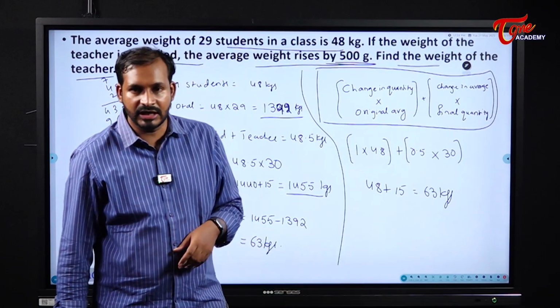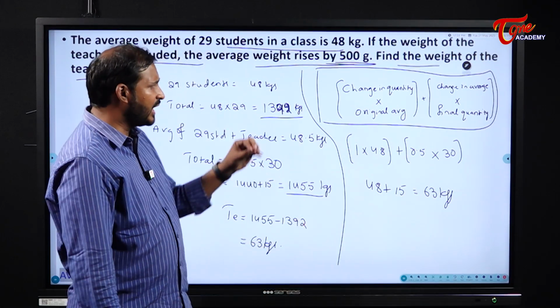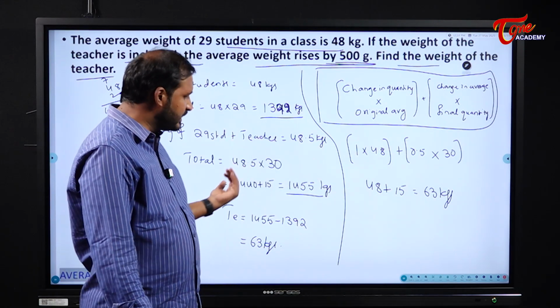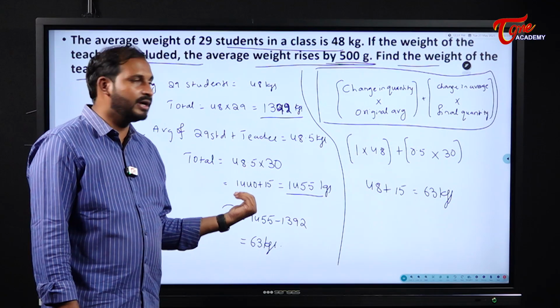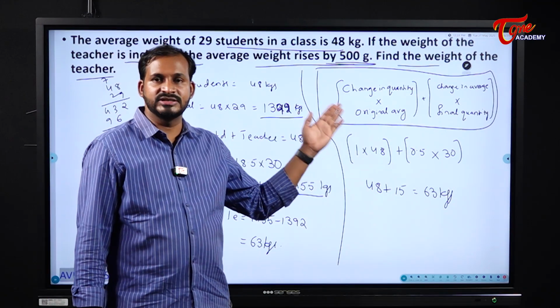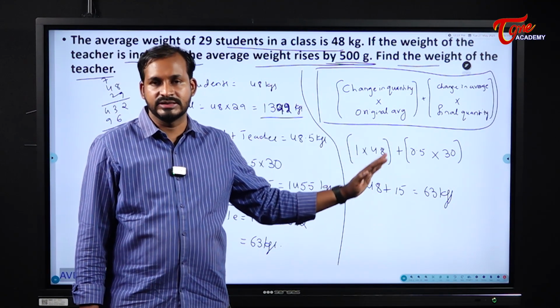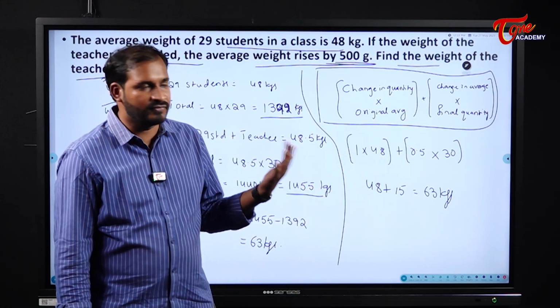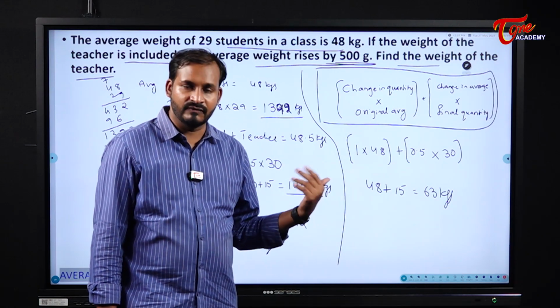See students, try to remember this formula. If you don't remember it, don't try to solve the problem in this method immediately. But please try to remember this one, because this is one of the important concepts in our entire averages: when a new person is added, what will happen and what we need to do.